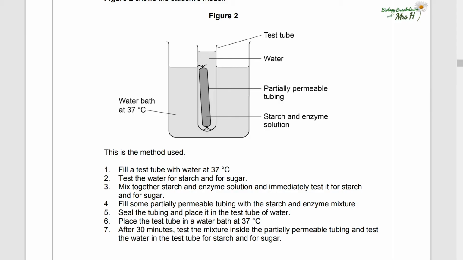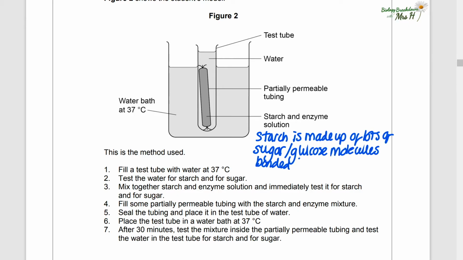starch and sugar. We need to remember that starch is made up of lots of sugar or glucose molecules bonded together. And if the enzyme that's inside that partially permeable tubing works, then that is going to break the starch down into the little individual glucose molecules. And then these little individual glucose molecules will be small enough to pass through the partially permeable membrane and into the water in the test tube.